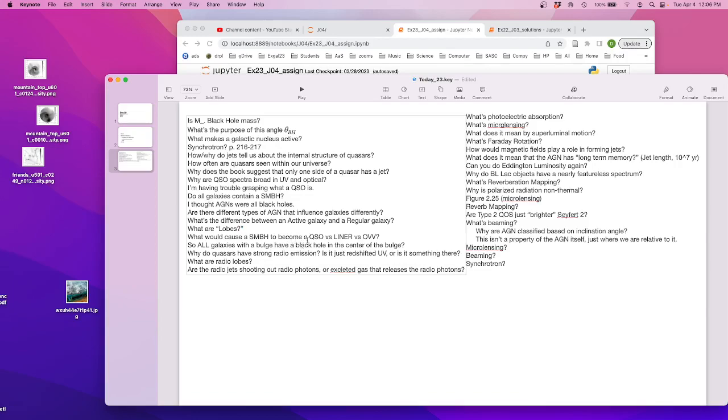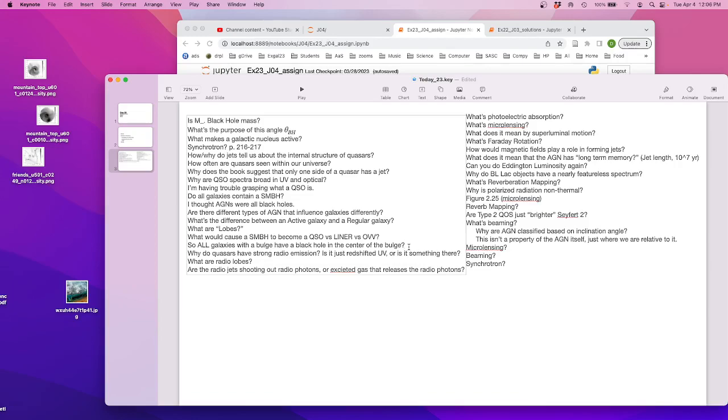What would cause an SMBH to be a QSO versus a LINER versus an optically violent variable? This is how they're feeding. It's mostly the way in which the thing is feeding. So all galaxies with a bulge have a black hole in the center of the bulge?